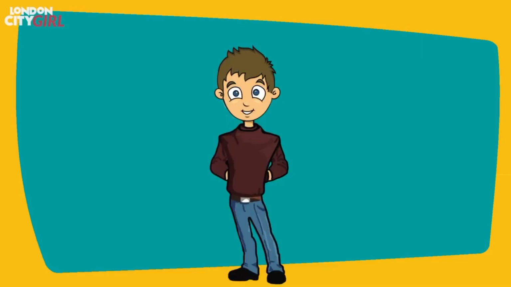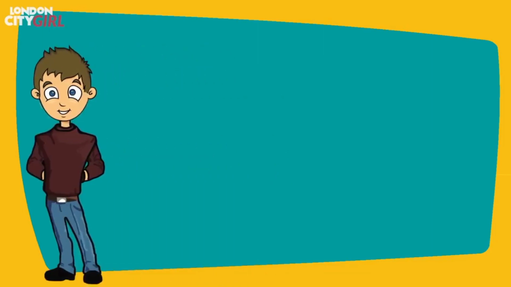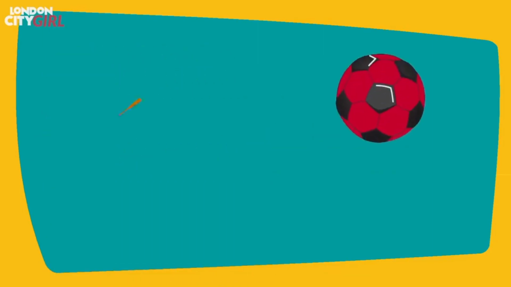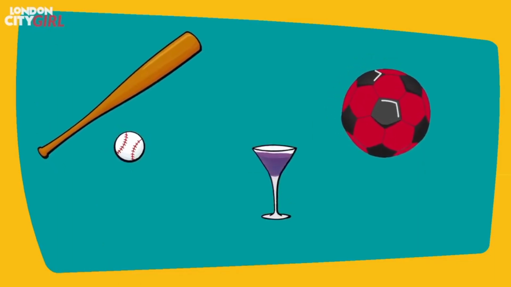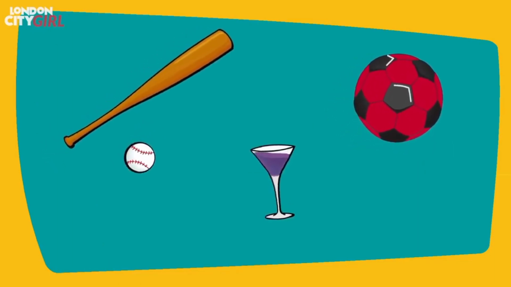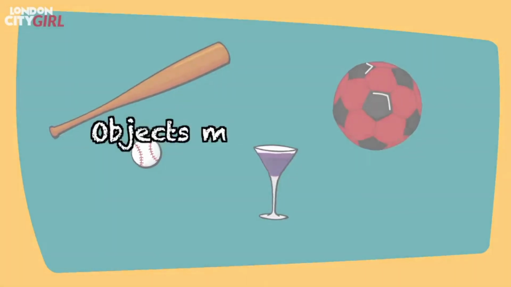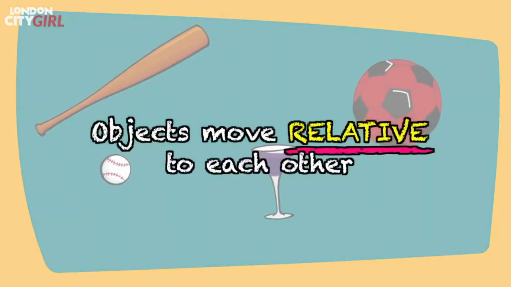Hi. So you want a simple guide to the theory of relativity? Great, you've come to the right place. Part 1. Classical relativity. Let's start with some absolutes that we need to accept. 1. There is no such thing as absolute motion or absolute rest. Objects move relative to each other.